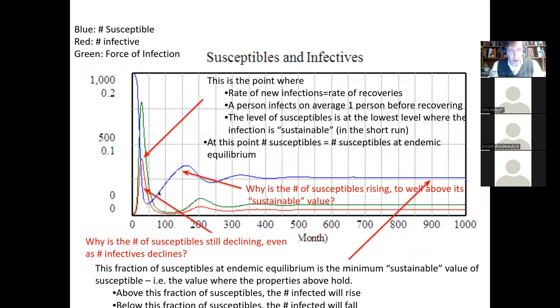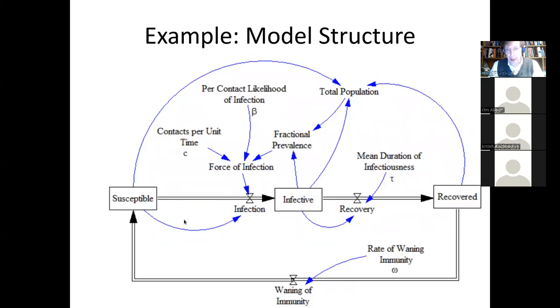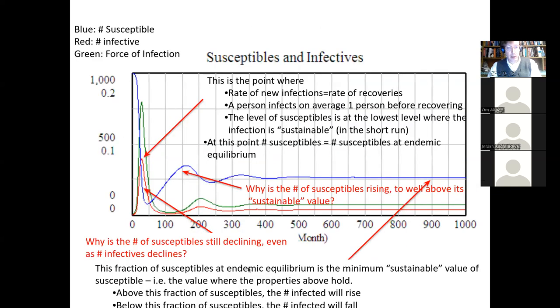Why is the number of susceptibles rising here? Can anyone say? Let's go back to that diagram. Why is that rising? Why is the number of infectives rising, if what is greater than what? Maybe because of waning of immunity, and because the number of susceptibles is also increasing and the number of recovered is getting reduced at the same time. So there's a bunch of things occurring at the same time.